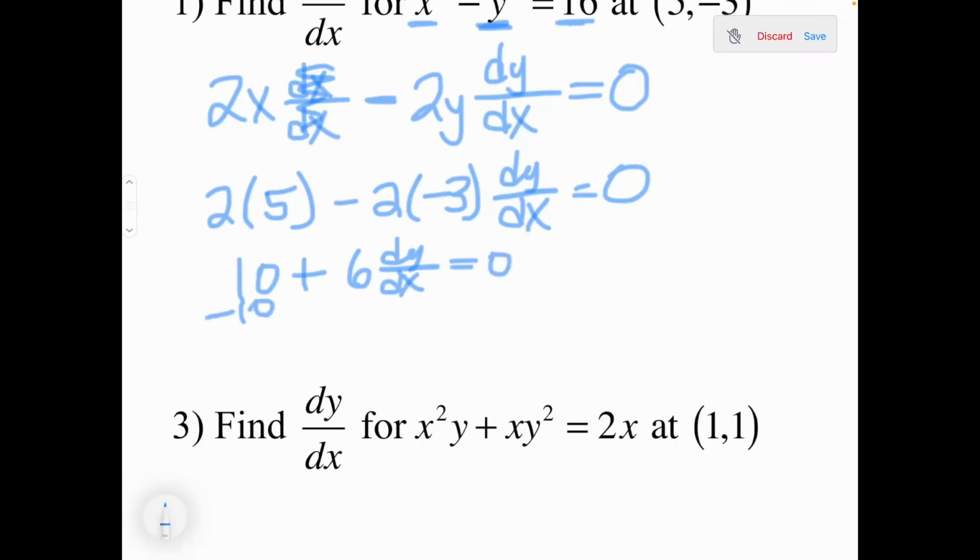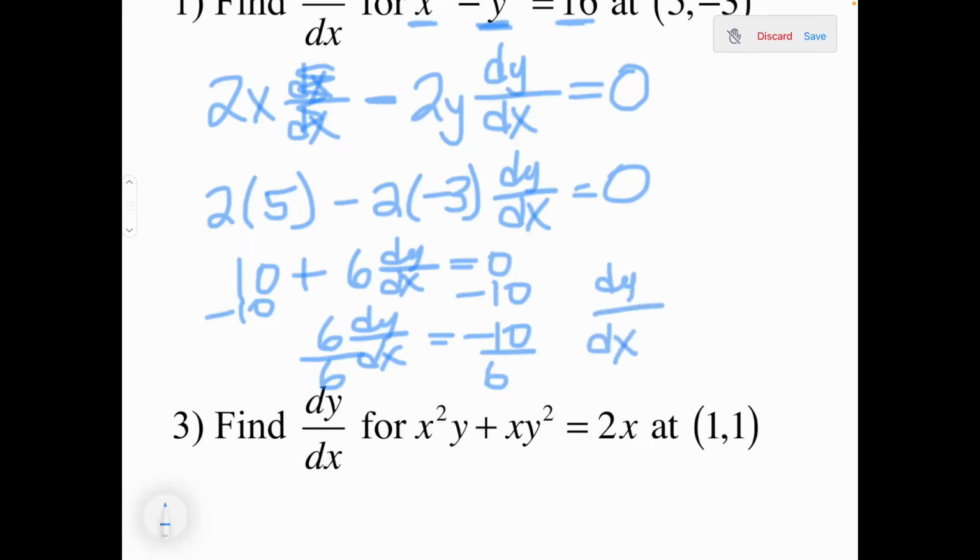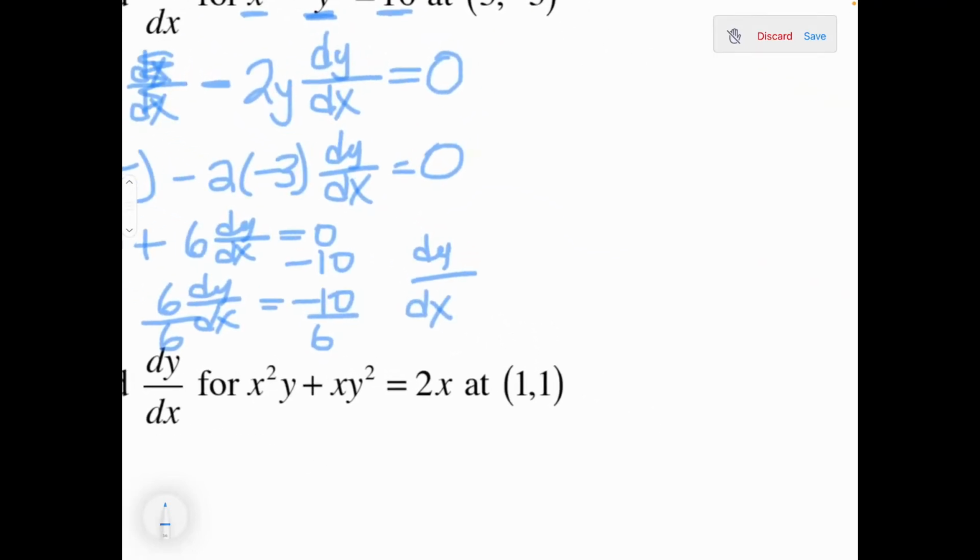Subtract 10 from both sides. So we get 6 dy/dx equals -10, and divide by 6 on both sides. So dy/dx at the point (5, -3), sometimes we write it this way, is equal to -10 over 6, which simplifies to -5 over 3.